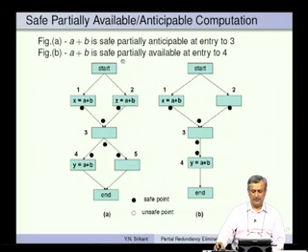So, now in figure B, A plus B is safe partially available at entry to 4. So, all these points are safe. Okay. So, now A plus B is partially available because of this point. So, from this is the first computation of the expression along this path of safety, and all these points are safe from here, this and this, and therefore, it is safe partially available at entry to 4.